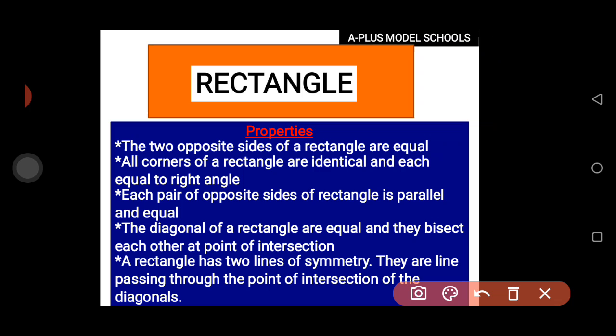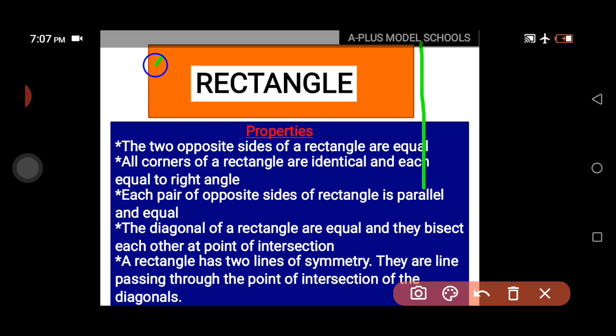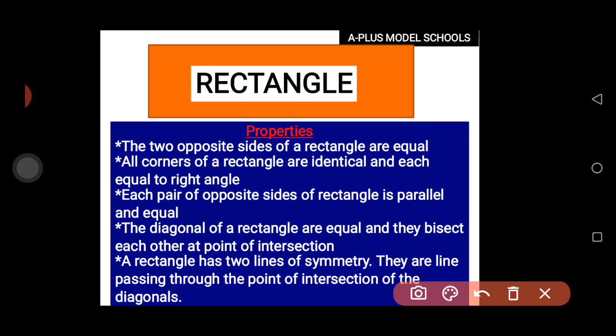Now, if I also have this line, you will see that the two lines are moving in a downward direction and can never meet, which means they are parallel to each other. The third one: each pair of opposite sides of a rectangle is parallel and equal.